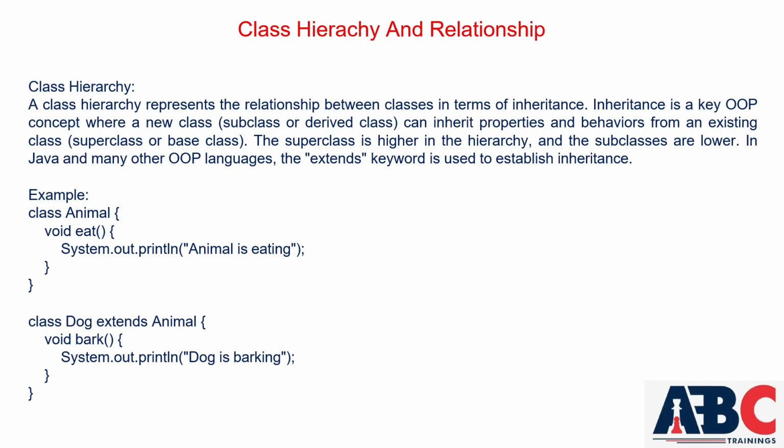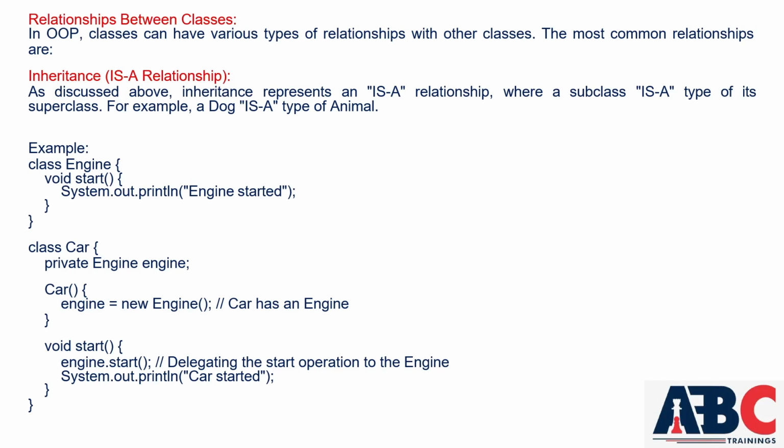Dog is a subclass. The extends keyword is used to establish inheritance from Animal. So bark is a method of the Dog. So the dog is barking. Next is relationships between classes. OOP classes can have various types of relationships with other classes. The most common is the is-a relationship, meaning we say a dog is a type of animal. Inheritance represents the is-a relationship where the subclass is a type of the superclass.